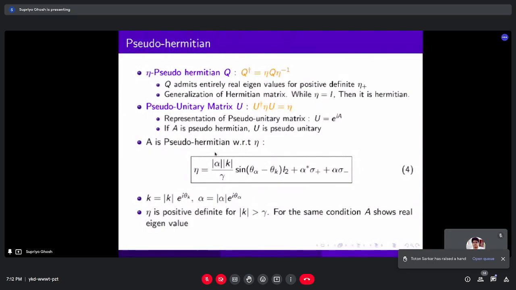So in our present case, A is pseudo-Hermitian with respect to eta, which is given in equation 4, and both k and alpha belong to the complex numbers. You can calculate that eta is positive definite. That means eta has only real eigenvalues for mod k greater than gamma. So for the same condition, A also shows real eigenvalues. So basically, a matrix can show real eigenvalues when it is pseudo-Hermitian with respect to some positive definite eta.